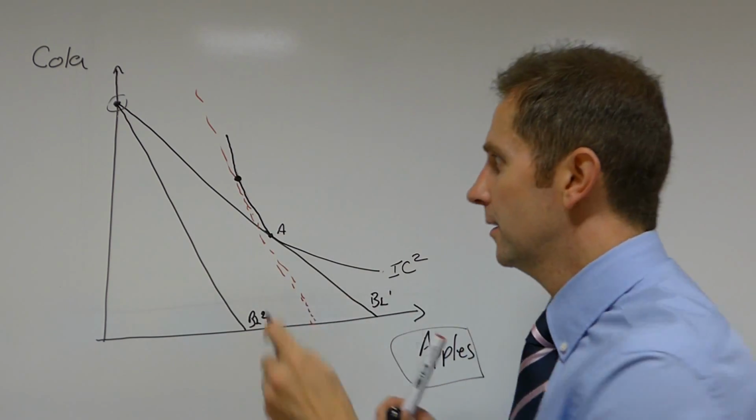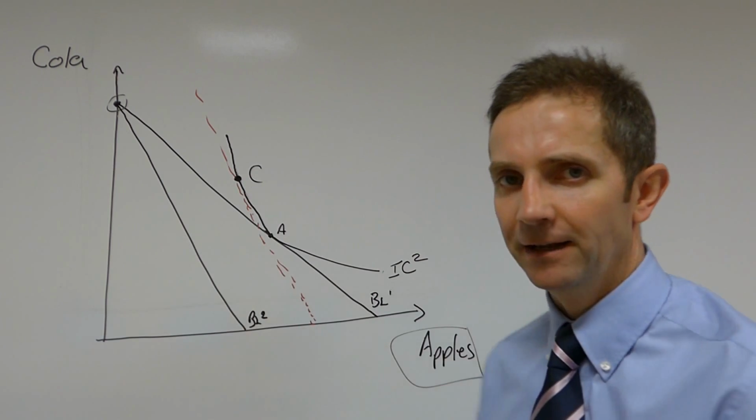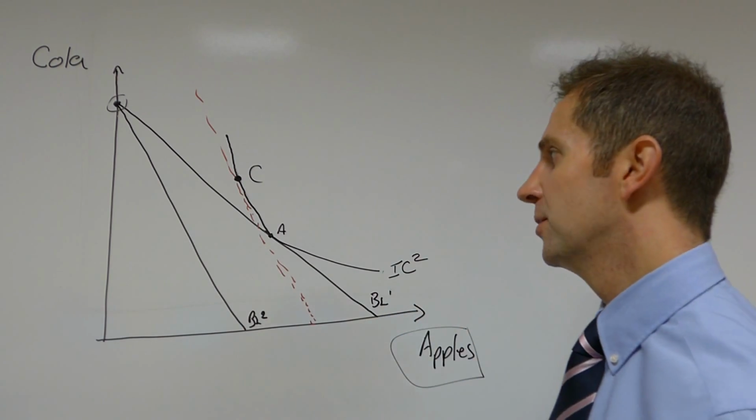Now I know that this point C will have to be to the left of point A. Why will it have to be to the left of point A?